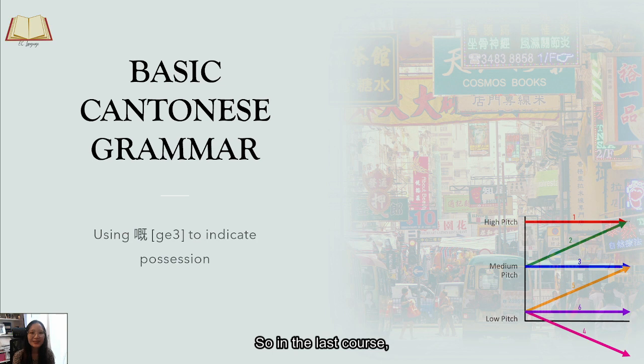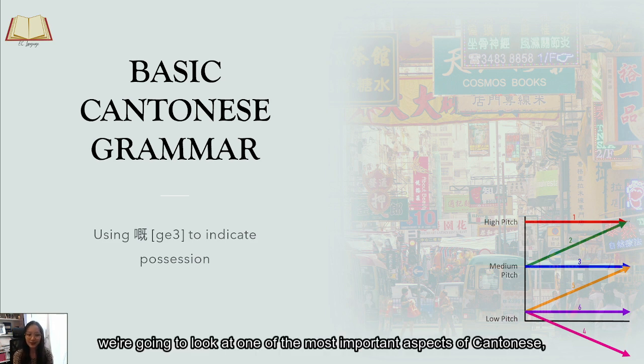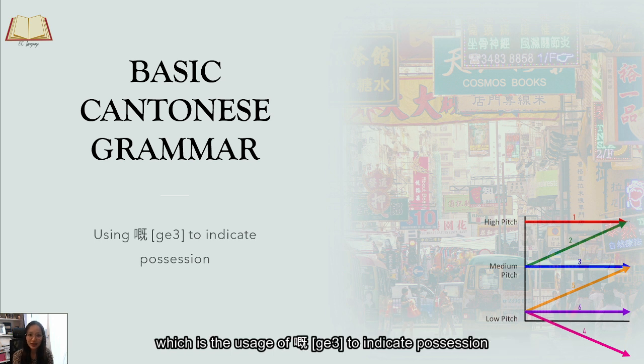So in last course, we did a lot of basic stuff and necessary content to kickstart your journey of learning Cantonese. In this course, we're going to focus on basic grammar to kind of build up your Cantonese foundation and to really get you walking. In today's lesson, we're going to look at one of the most important aspects of Cantonese, which is the usage of ge to indicate possession.